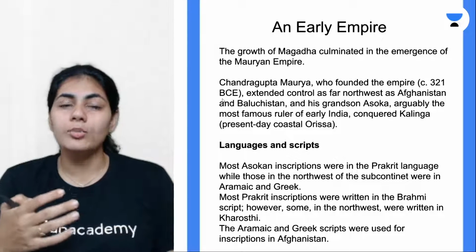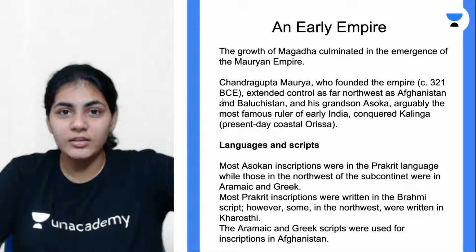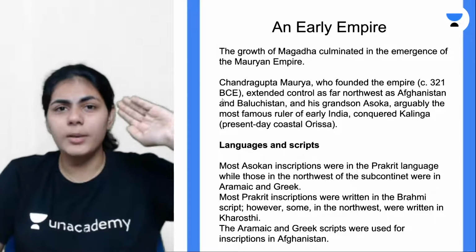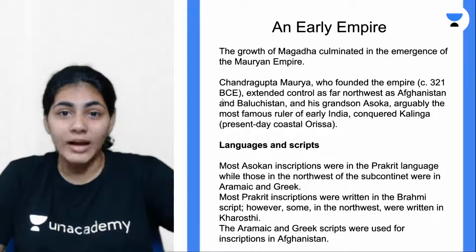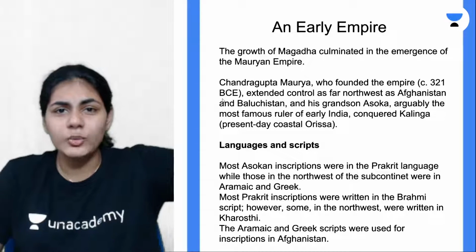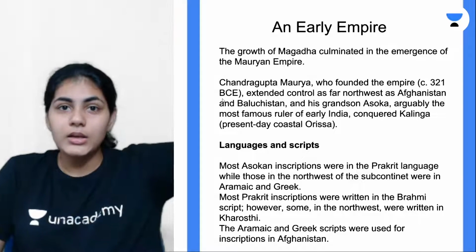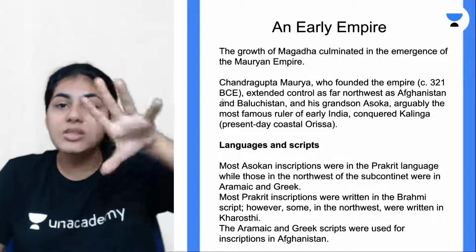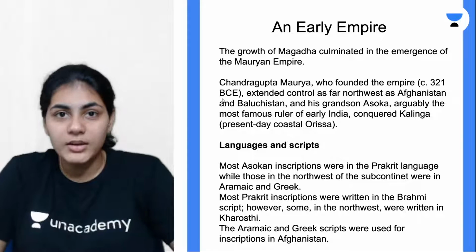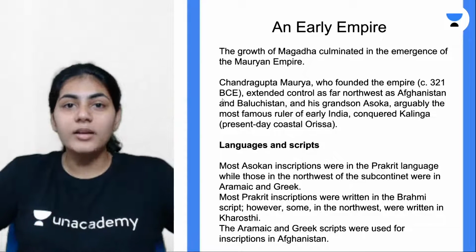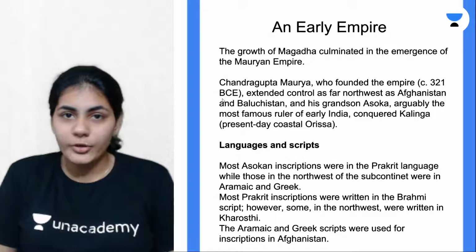His control extended in the northwest almost to Afghanistan and Balochistan. Just imagine a political map in your head. Locate where Afghanistan and Balochistan are, somewhere in the northwestern frontiers, beyond Pakistan. From there, the whole of North India and almost the central part of India was also under the control of Chandragupta Maurya. That's how big his territory was. And he ruled for some time.